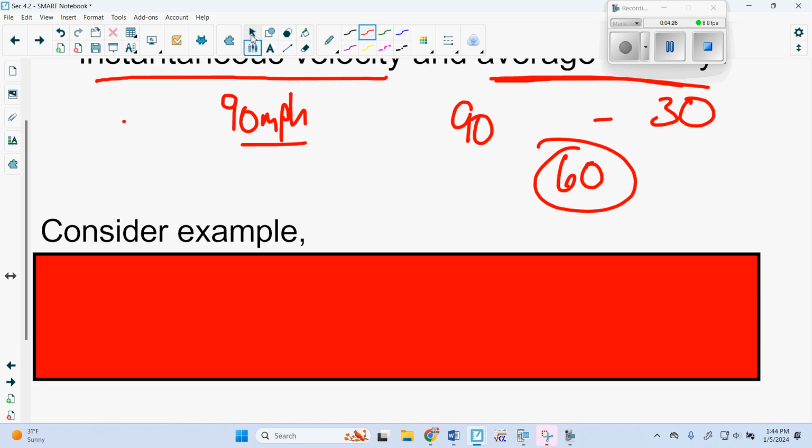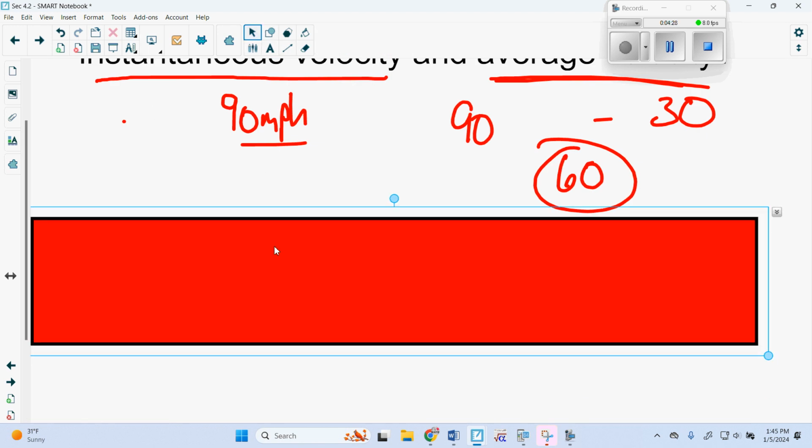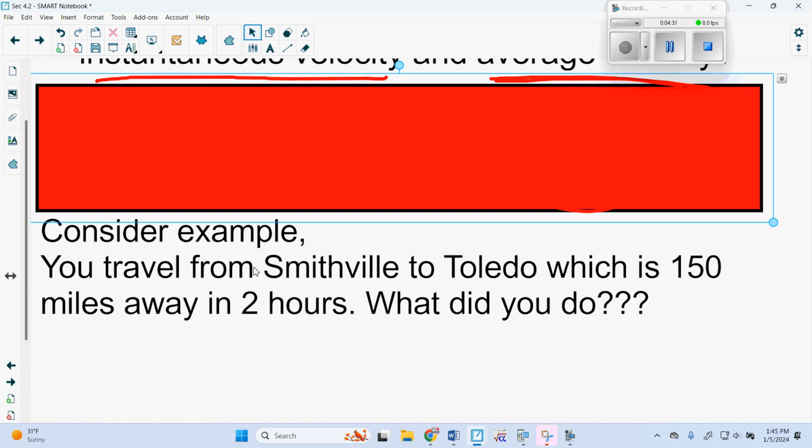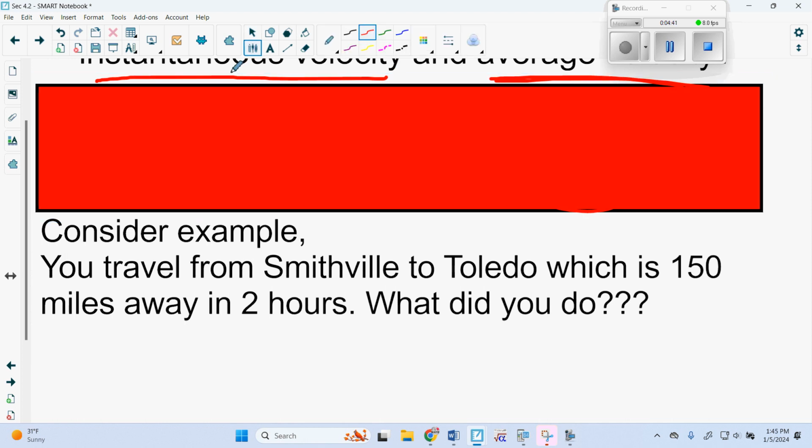So, consider an example. Consider you travel from Smithville to Toledo, which is 150 miles away, and you travel there in 2 hours. What did you do? Well, if you went 150 miles in 2 hours, that means your average velocity was 75 miles an hour. Which means you were speeding at some point.